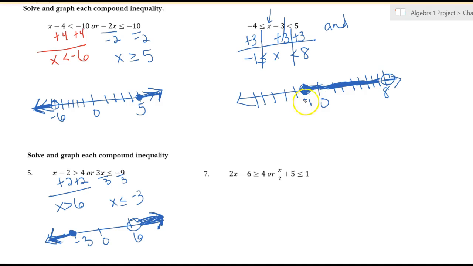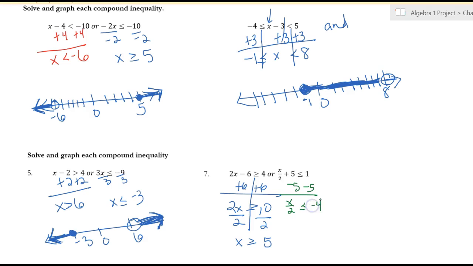Okay, so for the second one, again, it's an OR, so I just bring down my line. I'm going to add 6 to both sides, and I get 2x is greater than or equal to 10. Then I divide by 2, and x is greater than or equal to 5. Over here, this one's kind of close together. I'll switch colors. I have to get rid of a +5 by minusing 5. And so I get x over 2 is less than or equal to -4. And then I'm going to times by 2. And now I get a negative answer, but because I times by a positive, it still is going to face to the left. And so for my graph, I have 5, closed circle, going to the right.